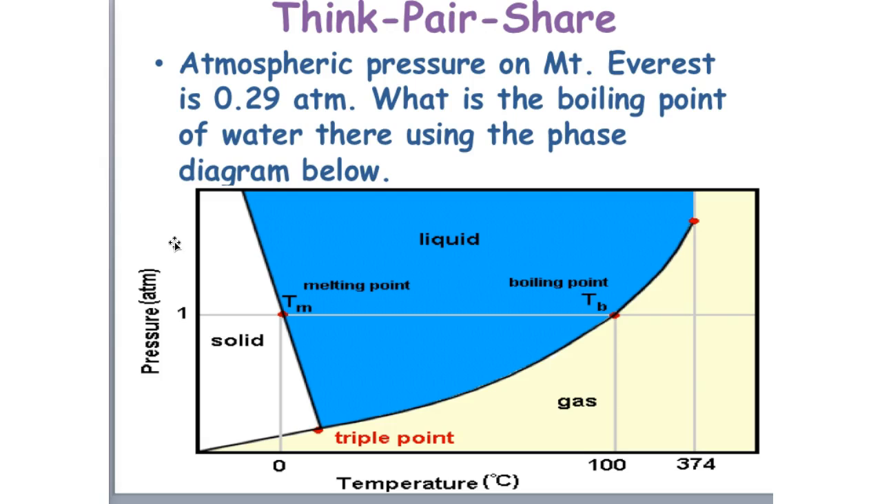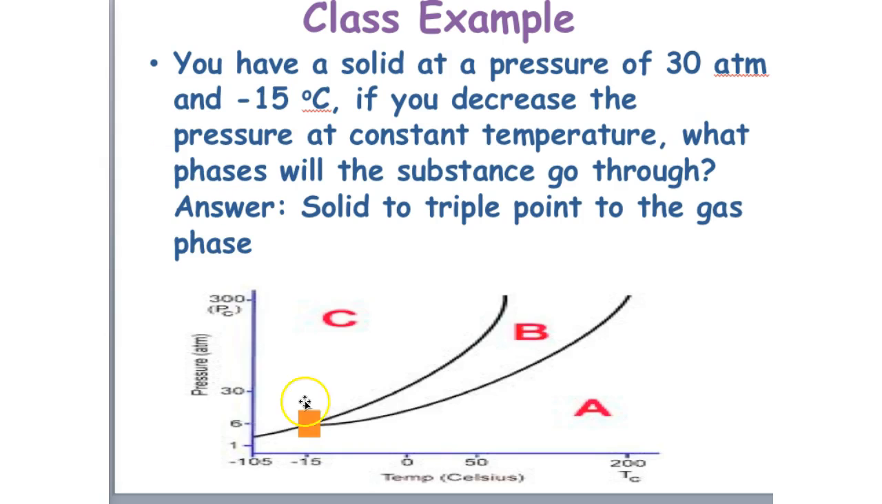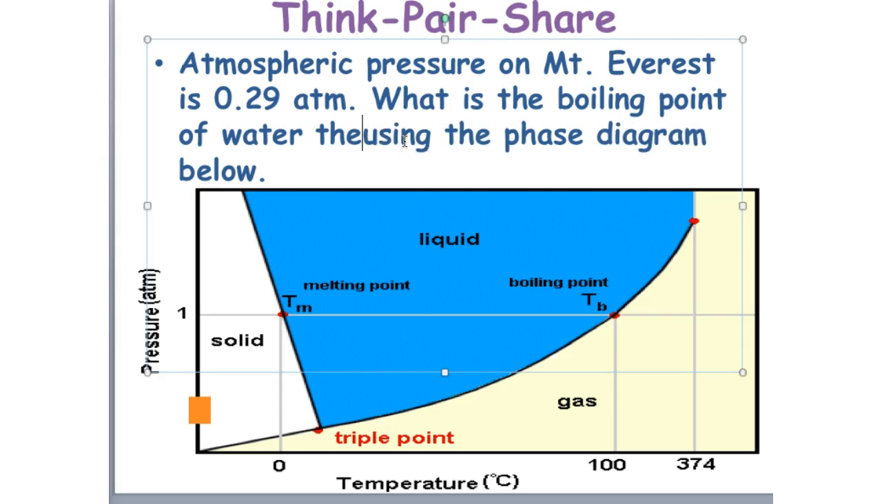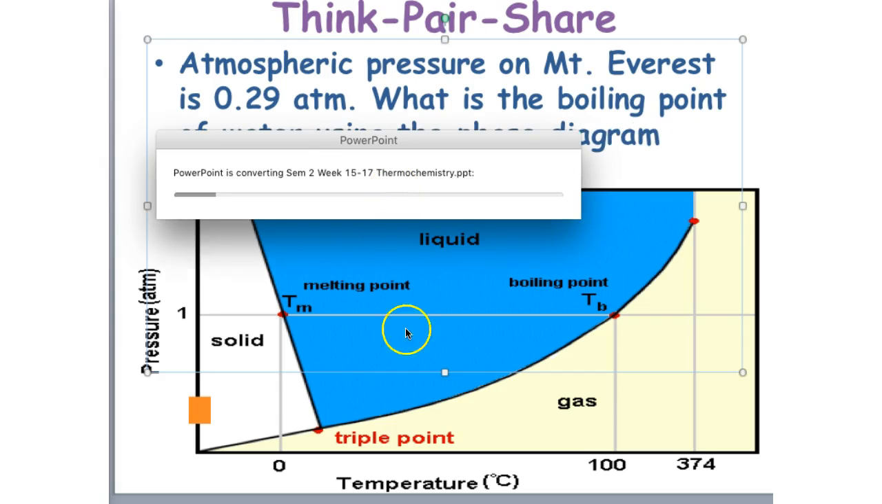Alrighty, so let's go over the answer. The atmospheric pressure of Mount Everest is 0.29 atmospheres. So 0.29 is probably somewhere, let me copy this guy from the previous slide. So 0.29 is probably right here somewhere. And it says, what is the boiling point of water using the phase diagram below?